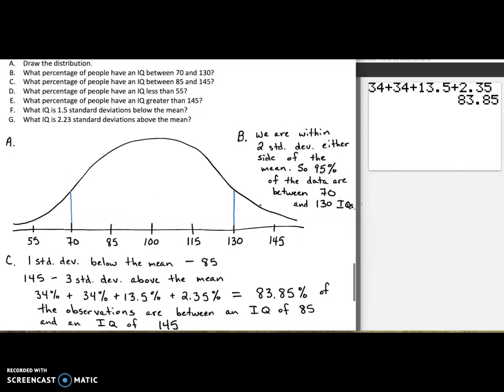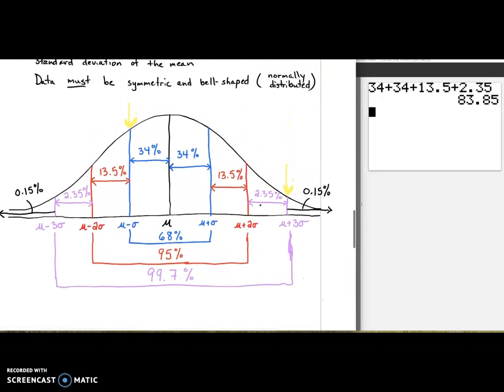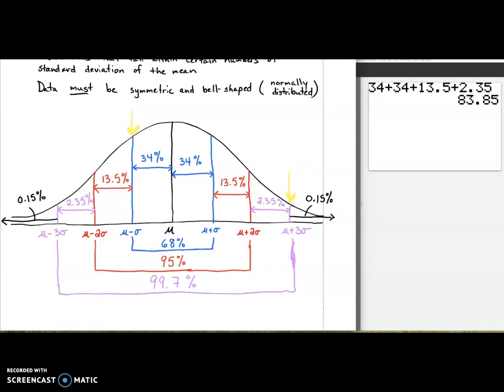So let's scroll for a minute back up to our big graph here. The 3 numbers that you really should know are the 68, 95, and 99.7. And within 1 standard deviation either side of the mean is 68. Within 2 standard deviations is 95. And within 3 is 99.7.